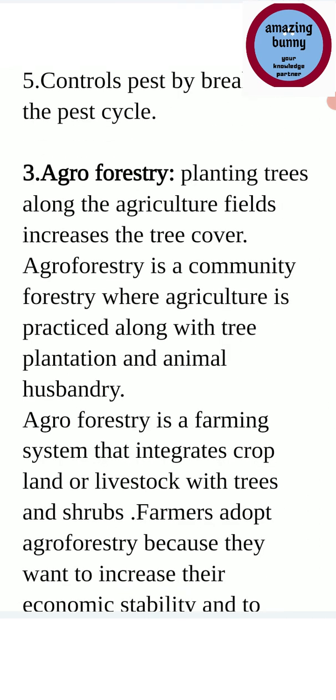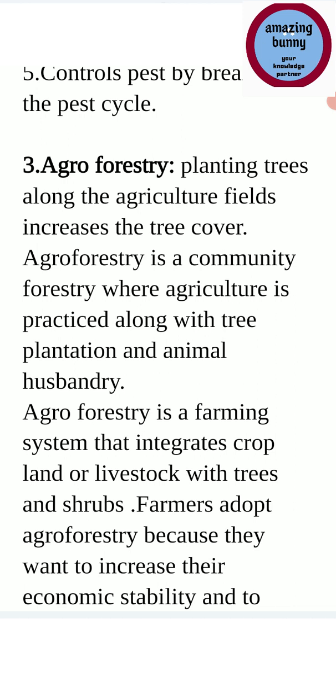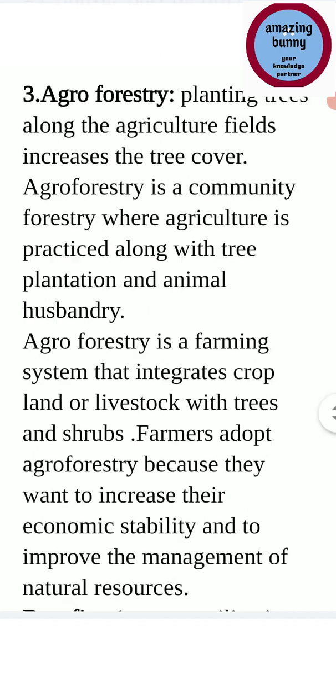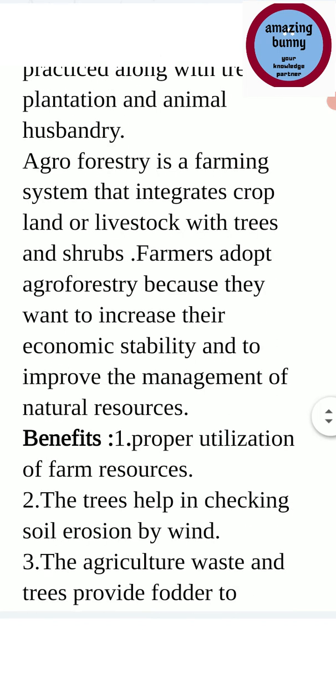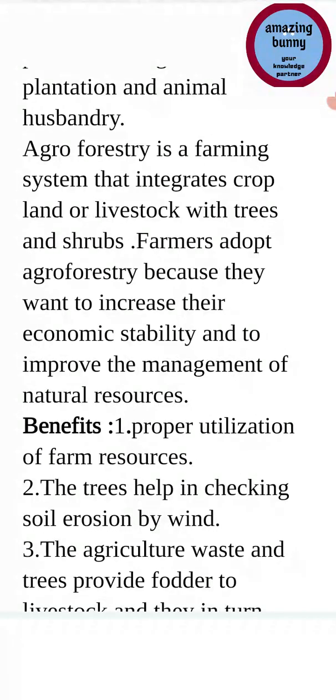Next technique is agroforestry. Planting trees along the agricultural field increases the tree cover. Agroforestry is a community forestry where agriculture is practiced along with tree plantation and animal husbandry. Agroforestry is a farming system that integrates crops, land or livestock with trees and shrubs. Farmers adopt agroforestry because they want to increase their economic stability and to improve the management of natural resources.